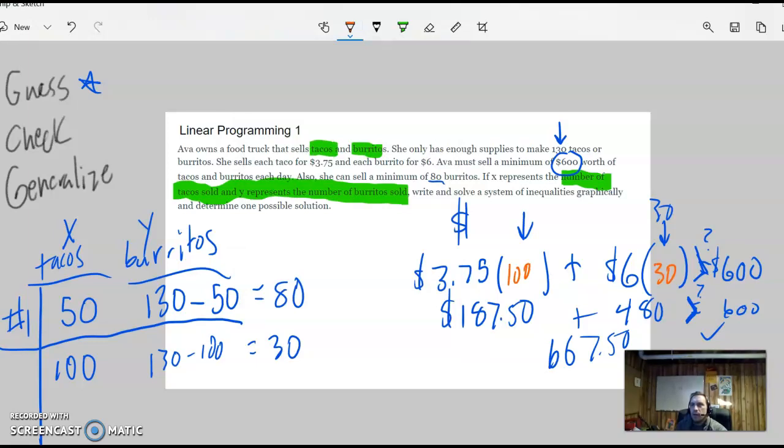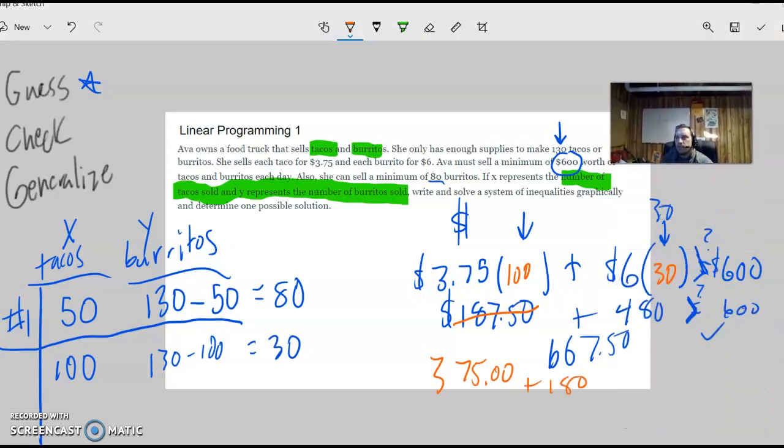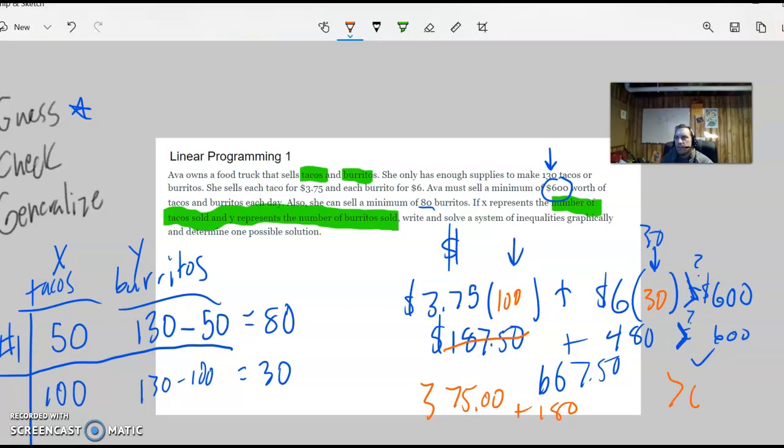And so instead of 187, this time it's $375, and 30 times 6 is $180. Is that greater than $600? Add those together, 375 plus 180. I get $555. So that one doesn't work. It's not greater than 600. So this guess is a no, right? Number 2 doesn't work.